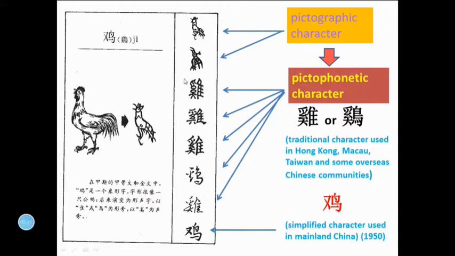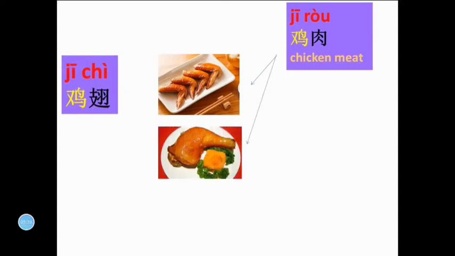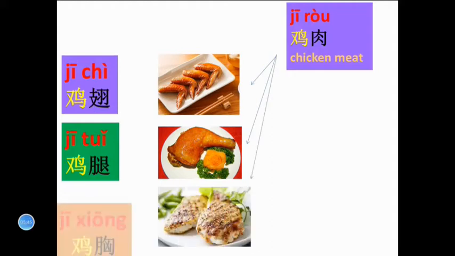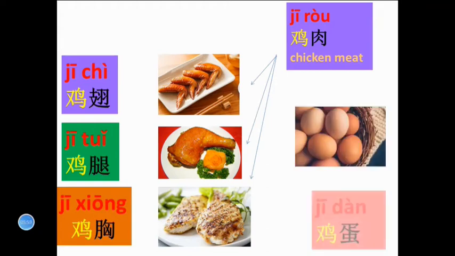Now, in cooking, the character for chicken 鸡 means the meat. To be more specific, we can say 鸡肉, which means chicken meat. So what are the common 鸡肉? There are chicken wings, 鸡翅, chicken legs, 鸡腿, and chicken breast, 鸡胸. Apart from chicken meat, 鸡肉, we also depend on the eggs as a major nutrition source. So, chicken eggs are called 鸡蛋.